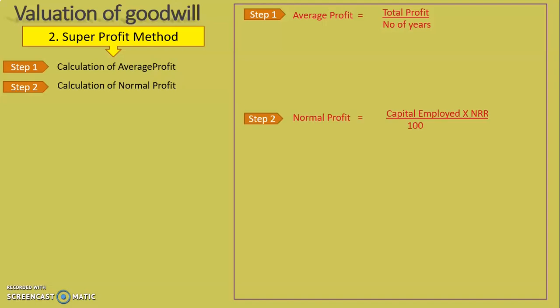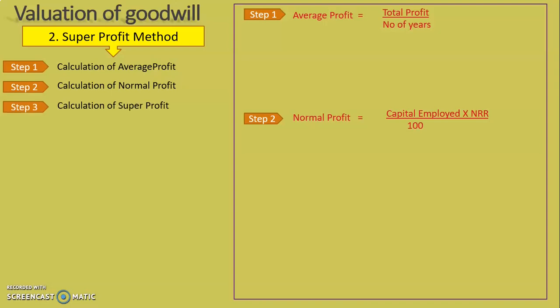The normal profit is equal to capital employed into NRR upon 100. Capital employed is the amount of capital invested in the firm to run the business. The normal profit is the profit earned by the firm in the same industry. For example, if the partners are carrying a construction business, then what is the standard profit that is earned in the construction industry? And NRR is the normal rate of return, the rate of this standard profit normally expected.